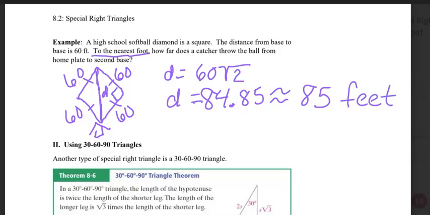So again, in a 45, 45, 90 degree triangle, the two legs, a and b, have to be the same, but c, the hypotenuse, is always the square root of 2 times one of those legs. And that's it for part 1 of 8.2.